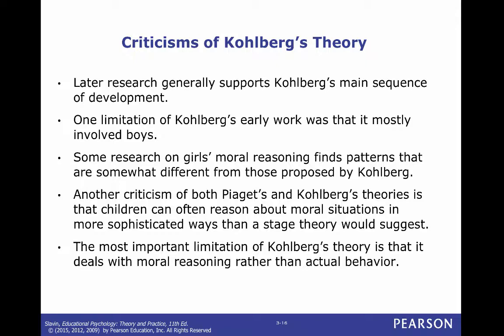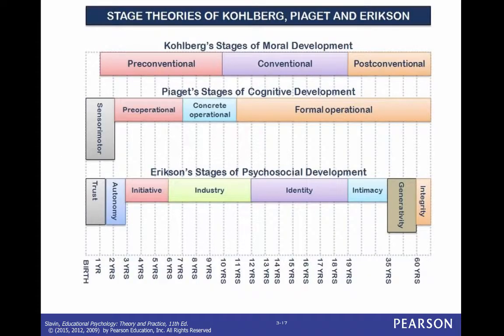Probably the most important limitation of Kohlberg's theory is that it deals with moral reasoning rather than actual behavior, because somebody might say they would be altruistic and do something for the good of society, but when they're put to the test, they actually stoop down to level 2.